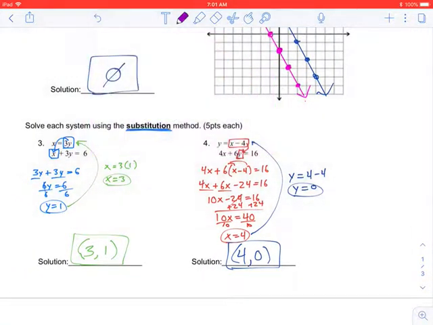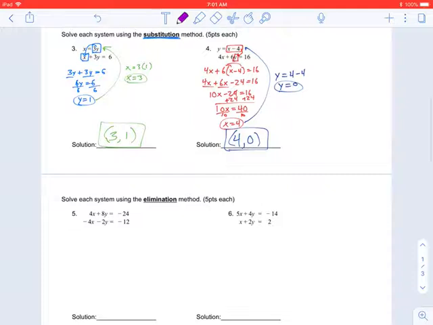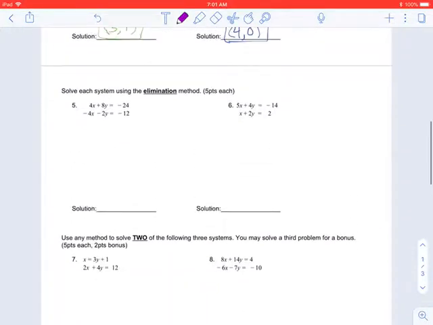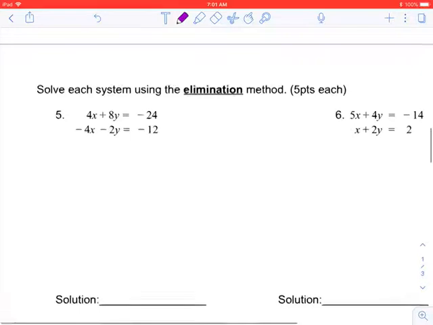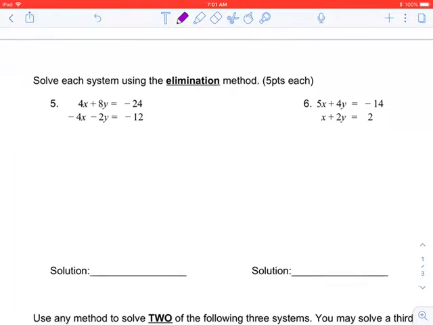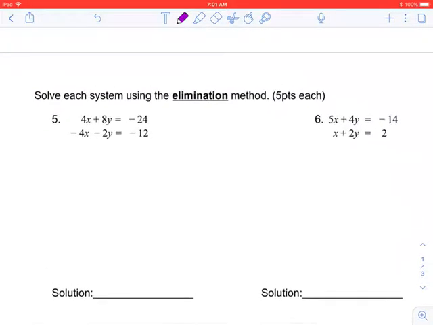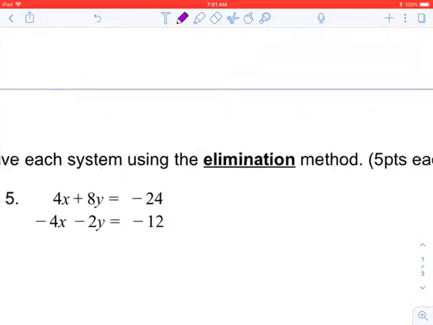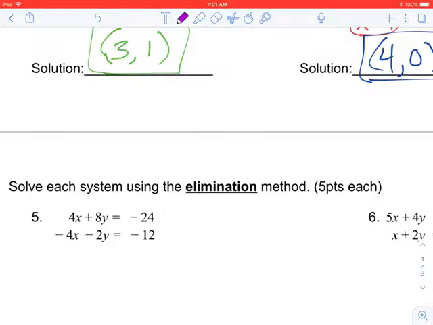Okay, and so our last part here, we've got elimination. Our last method is elimination, so we want to make opposites. Substitution is x or y by itself. Elimination is make opposites.